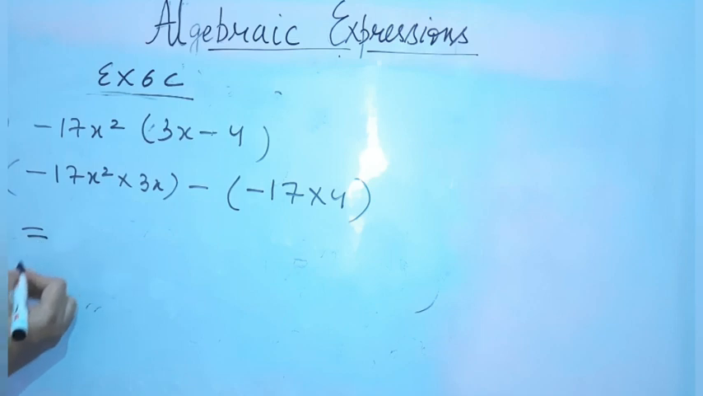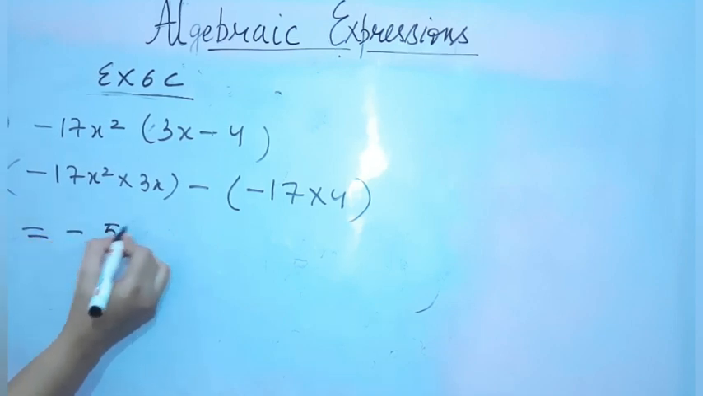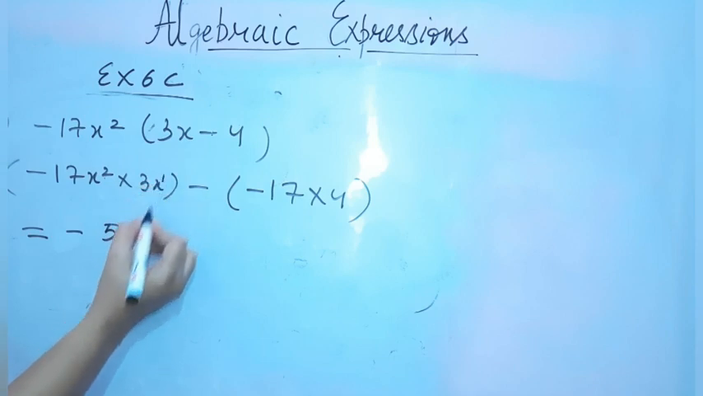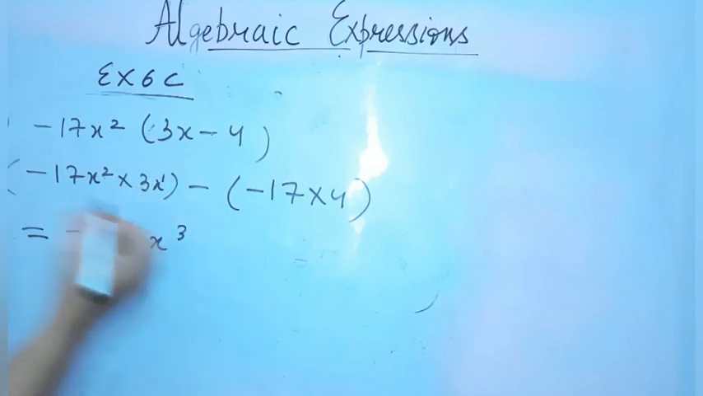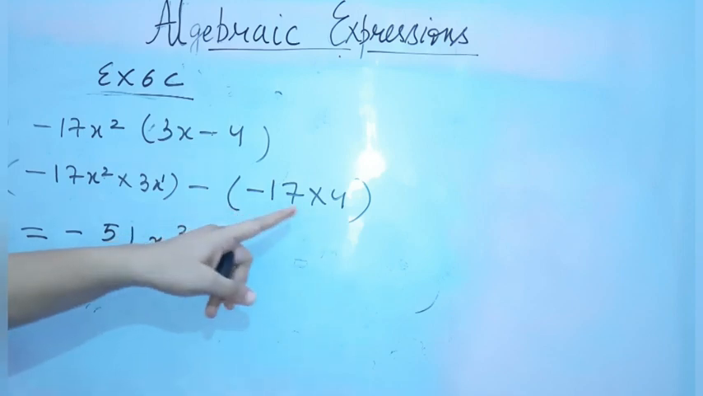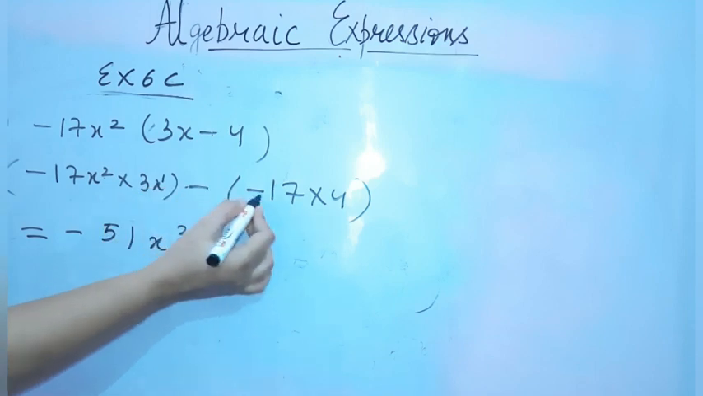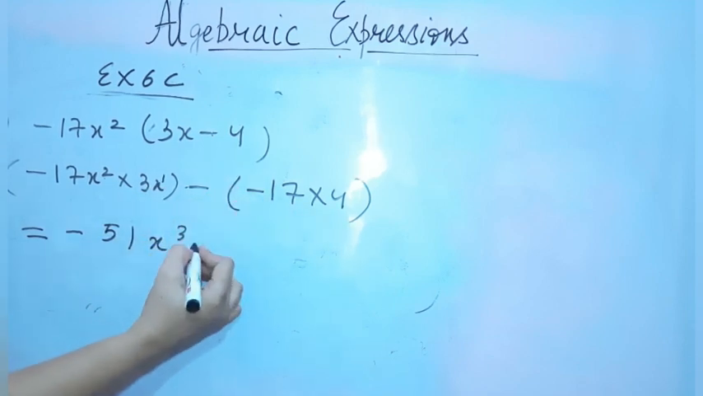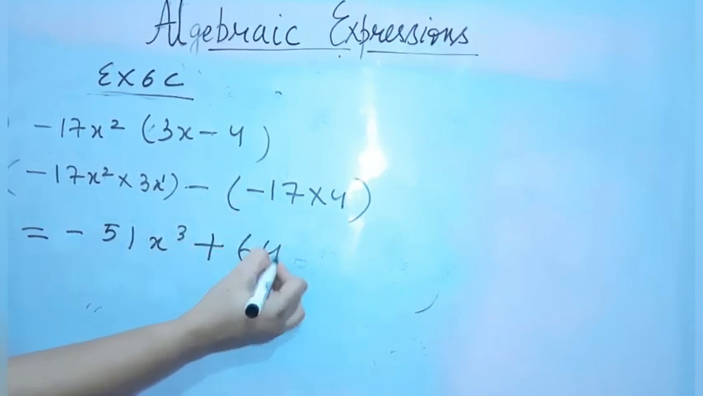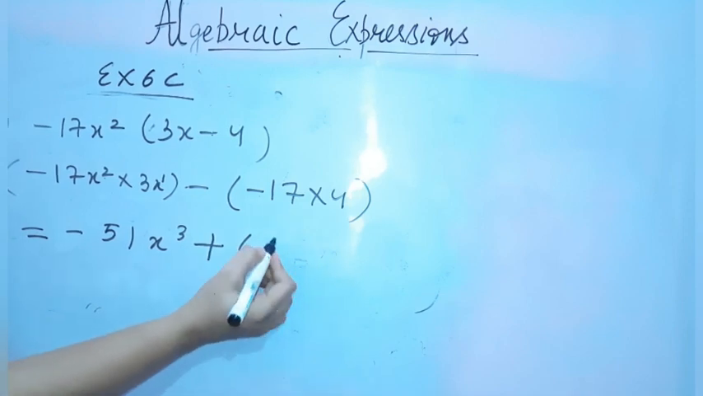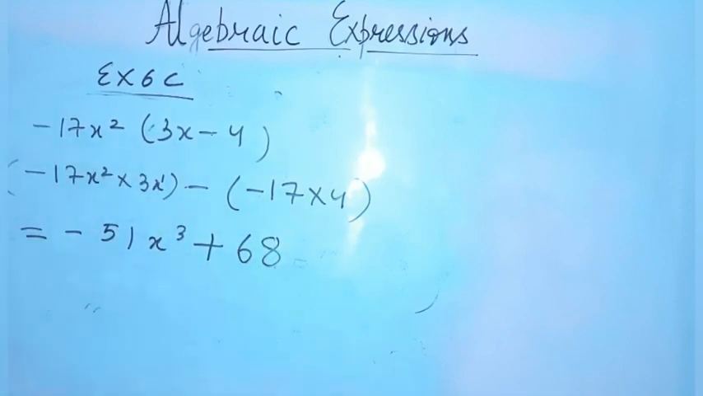Now 17 3s are 51. Okay, so it will be minus 51 x to the power of 2, x to the power of 1 is equal to minus 51 x to the power of 3. Now 17 4s are 68, right? This minus and this minus, bracket means multiplication. So 17 4s are 68, minus minus plus. So the final answer will be minus 51x cube plus 68.